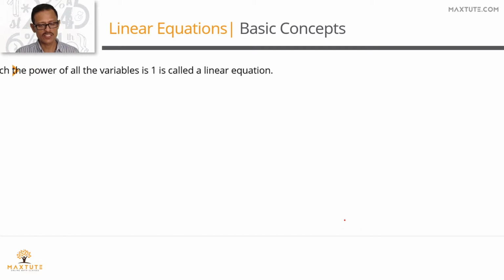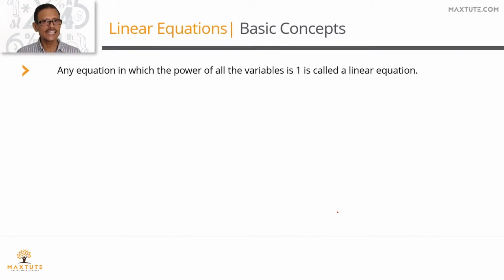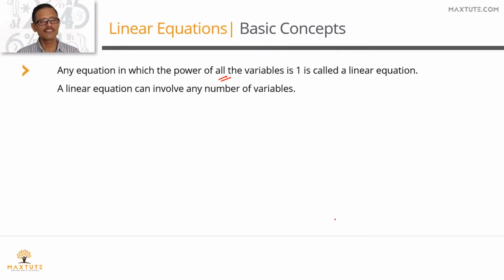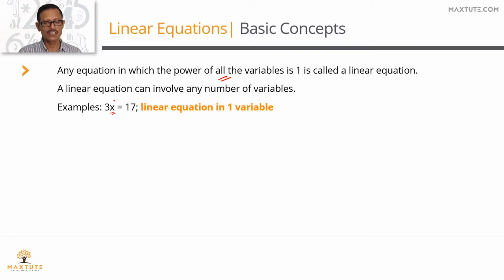Let's answer the first question. What's a linear equation? Any equation in which the power of all the variables is 1 is called a linear equation. How many variables can it have? Absolutely no limit to it. You can start with as few as 1 and you can have any number of variables. It could be a linear equation in one variable, as in this example. Look at the power of x is 1. So it's a linear equation.